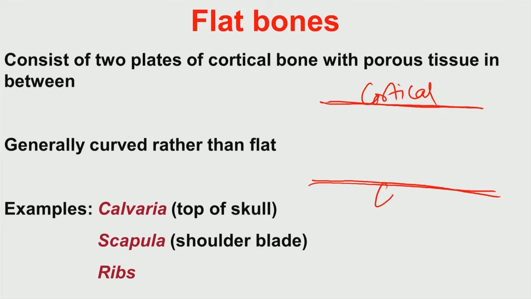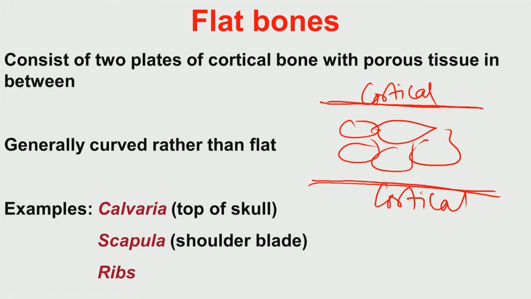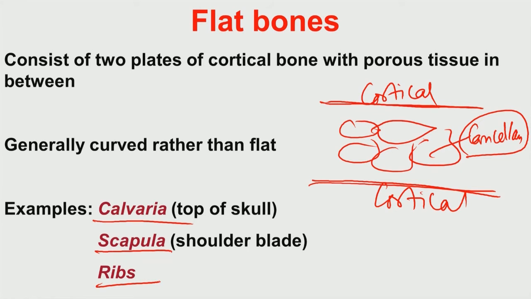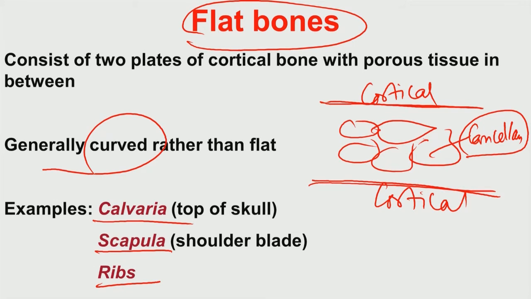So, 2 sides is cortical, and in the intermediate you have a large porous structure, and this is your cancellous bone structure. So, this is a typical morphological feature of the flat bone structure like calvaria, scapula and ribs, and although the name suggests it is flat, it is mostly curved rather than being flat.